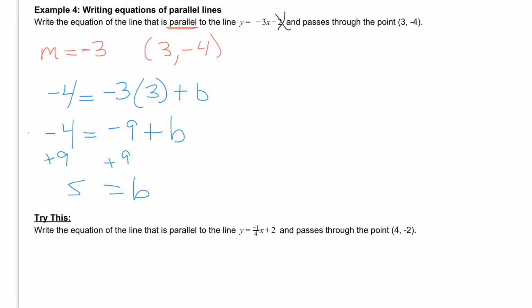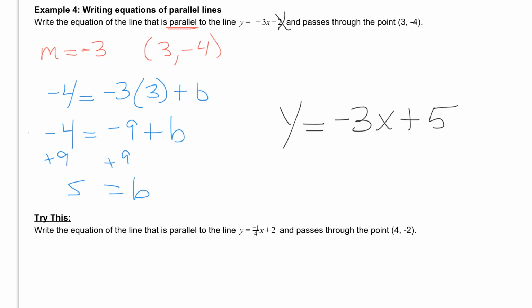So then I can write the equation of my line. My answer is going to be y equals -3x plus 5. Remember, my y-intercept was 5, which is going in for the b. My slope I found to be -3 went in here. Always make sure that the line you started with and the line you end with are different lines. They should be parallel, meaning the slopes are the same, but the y-intercepts are different.